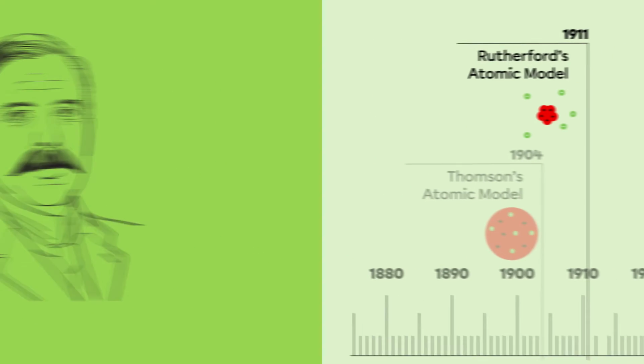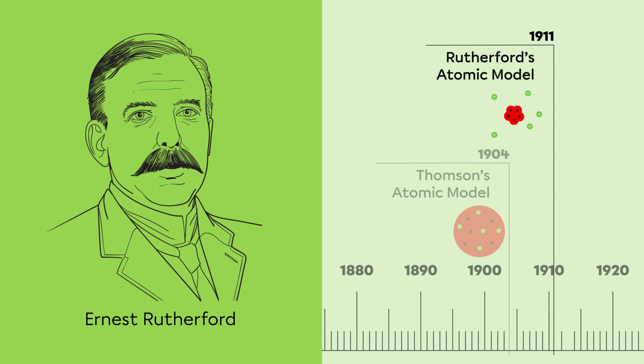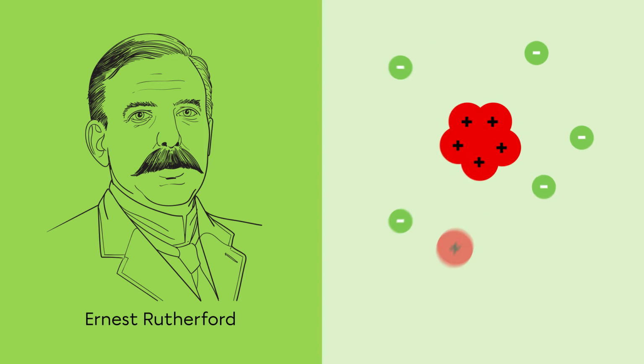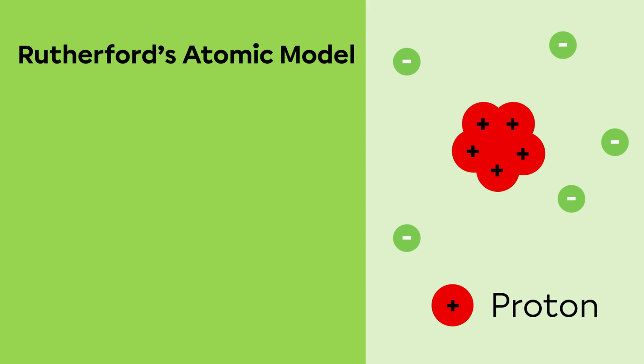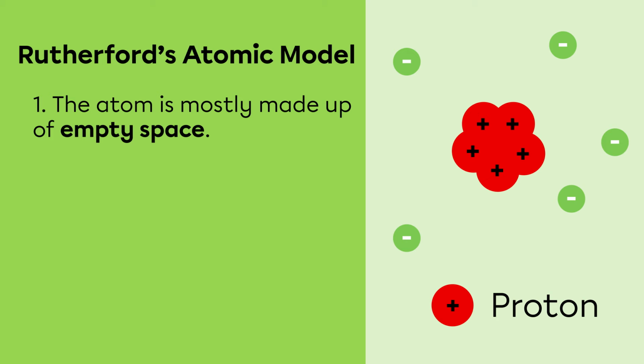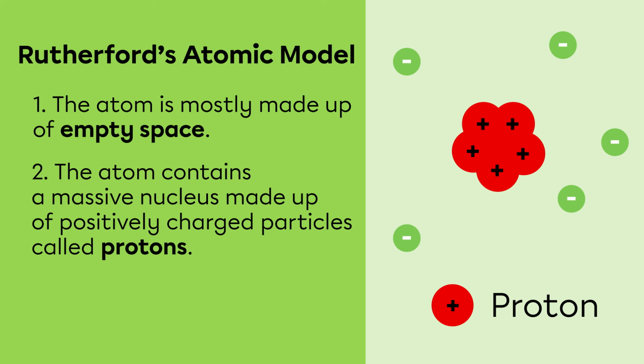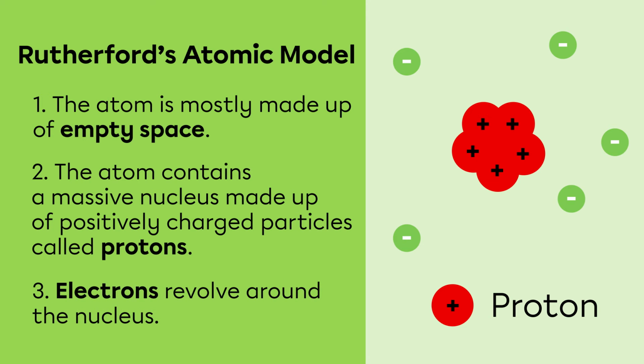A few years later, Ernest Rutherford, Thomson's student, proposes a new atomic model. He discovers a new particle, the proton. His model is based on 3 points. The atom is mostly made up of empty space. The atom contains a massive nucleus made up of positively charged particles called protons. Electrons revolve around the nucleus.